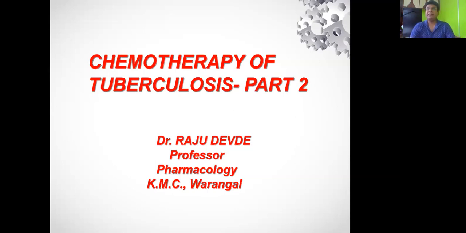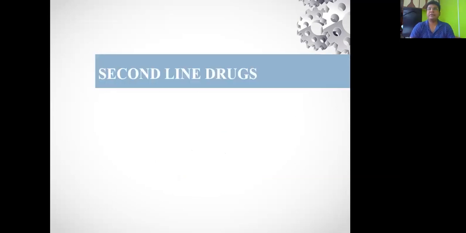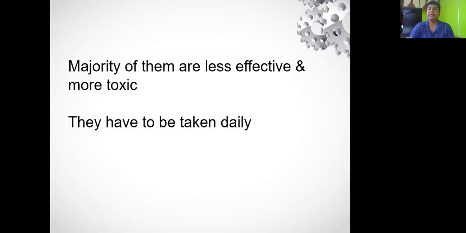So we have dealt with these drugs in detail, which are used as primary line drugs for the treatment of tuberculosis. Now, we'll go ahead with the continuation of the last lecture, that is second line drugs. So why is there a need for the second line drugs? Before that, the majority of the second line drugs are less effective and highly toxic.